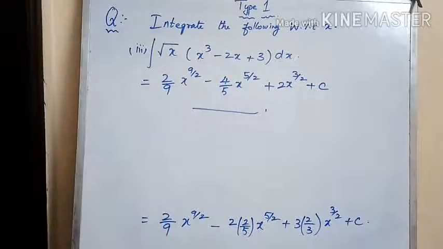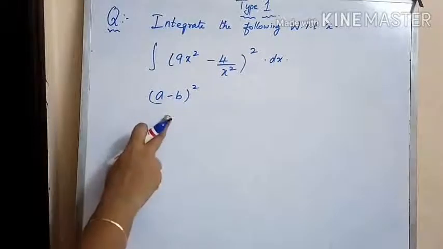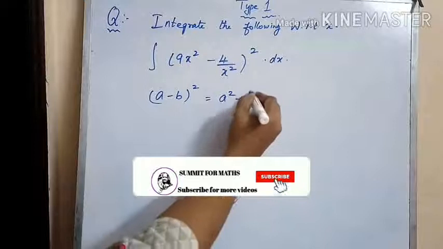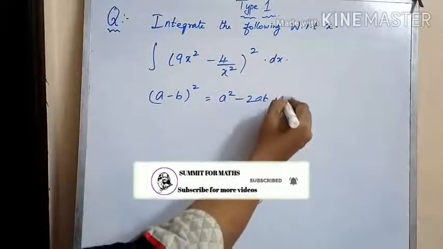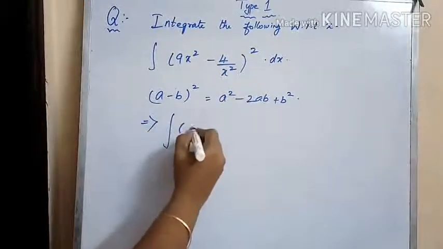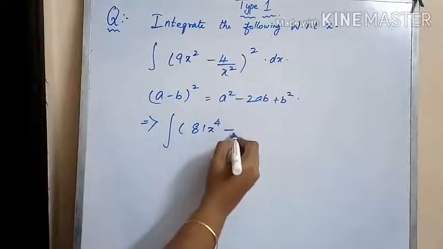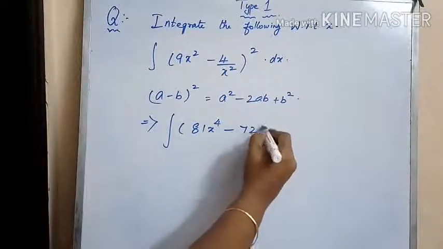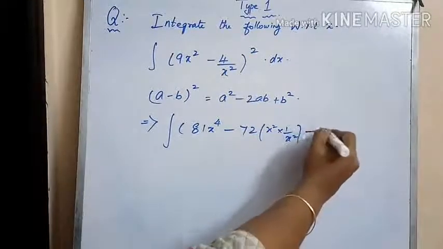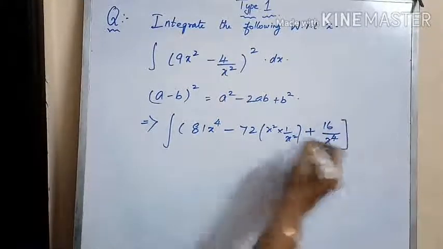Hope you can understand. The next problem here is integral of 9x squared minus 4 by x squared the whole to the power of 2 into dx. This is of the form a minus b the whole squared, which can be expanded as a squared minus 2ab plus b squared. So we get integral of 81 x to the power of 4 minus 72 x squared into 1 by x squared plus 16 by x power 4 dx.